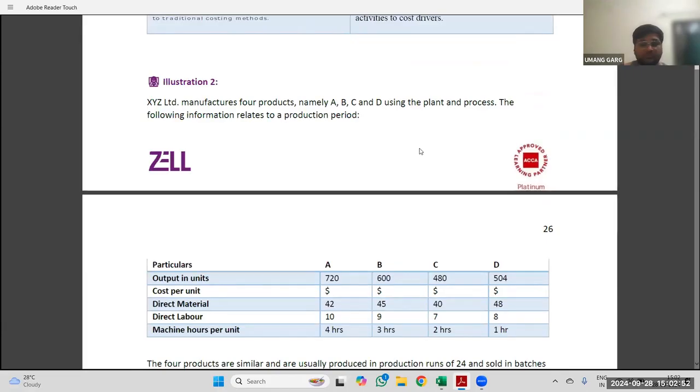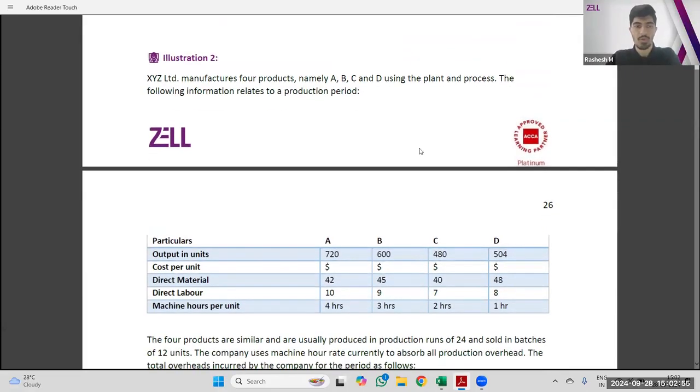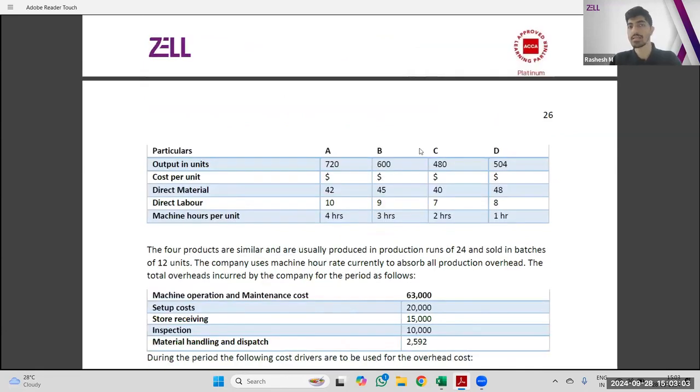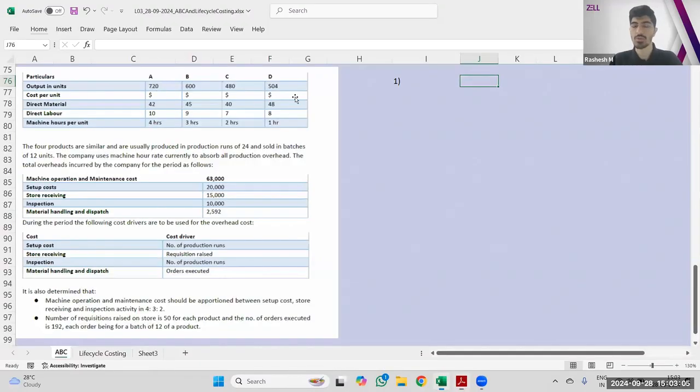Illustration 2. All right. XYZ Limited manufactures 4 products, A, B, C, and D. In the details, they've given us output in units, and cost per unit details, where they've given us direct material, direct labor, and machine hours per unit. Then they've given us a lot of activity-based details, which we don't need right now. Right now, if you're solving it using absorption costing, all we need is total cost and our machine hours. So let me prepare our table first of all.